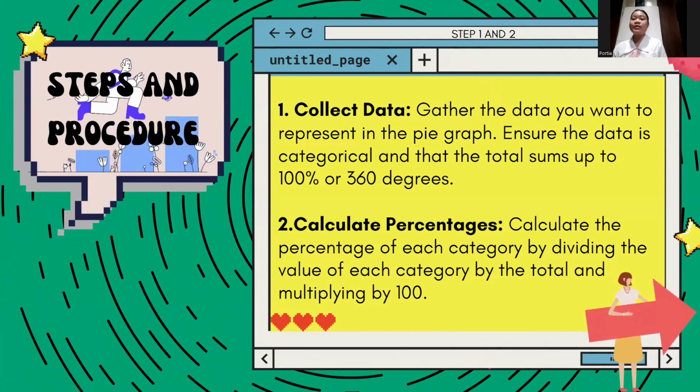The second one is to calculate the percentage. Calculate the percentage of each category by dividing the value of each category by the total and multiplying by 100.